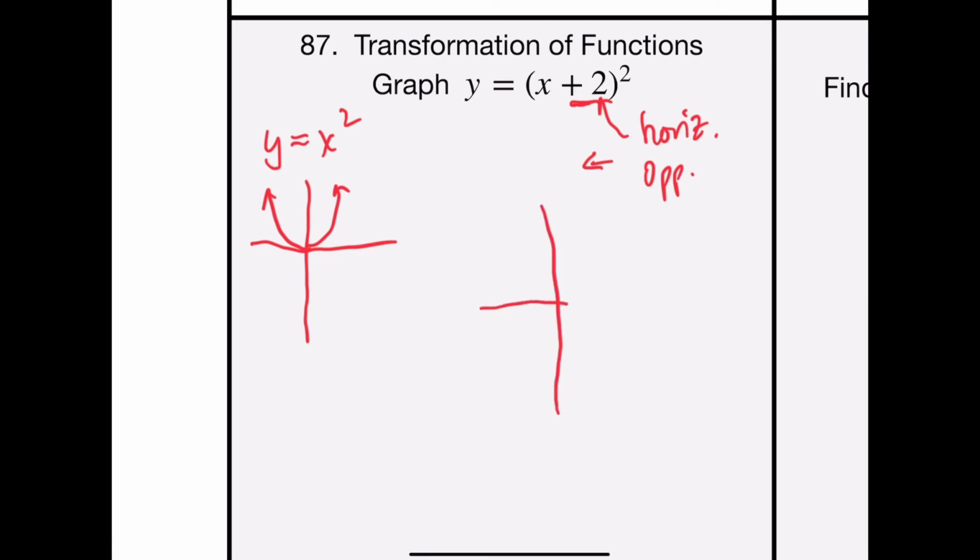So here's my coordinate plane. My parabola vertex would normally be at (0, 0), but now it's going to be shifted left 2 and open upward.